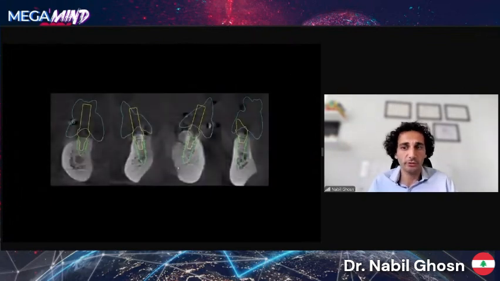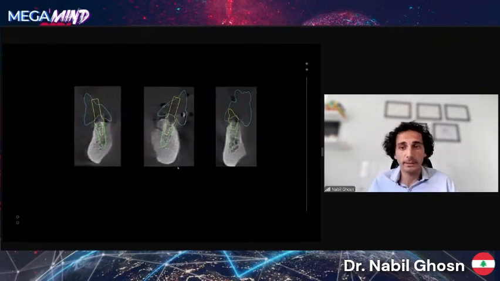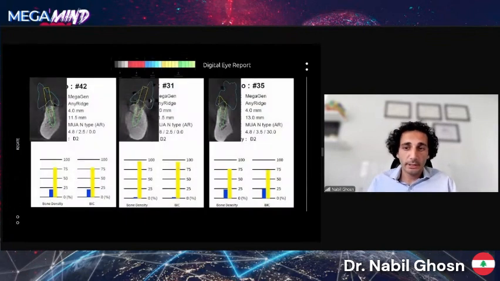So those are the cross sections of the implants to be placed and the corresponding digital eye report for each of them showing an adequate bone quality for immediate loading.